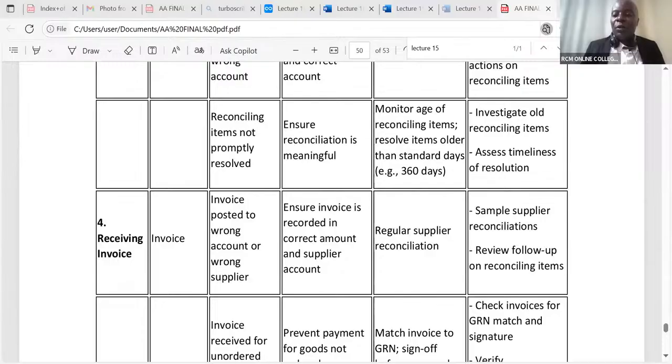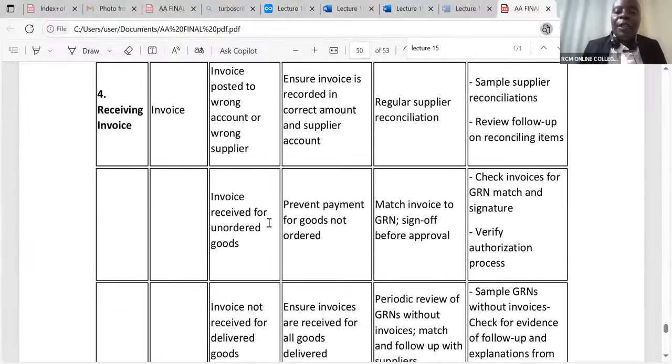What else could go wrong? So many things can go wrong. Invoice received for unordered goods, especially when there is collusion. So if we have a control, then the control objective here will be, if we don't want to get into this problem, to prevent payment for goods not ordered. Ladies and gentlemen, you as an accountant, what are you doing? Because you see, you as an accountant, as a CFO, you're the one who is going to put in controls, right? The very best control activity or action will be to match invoice to goods received note.